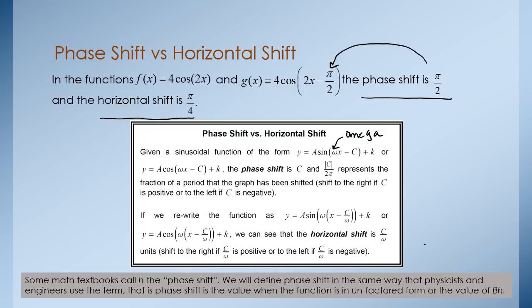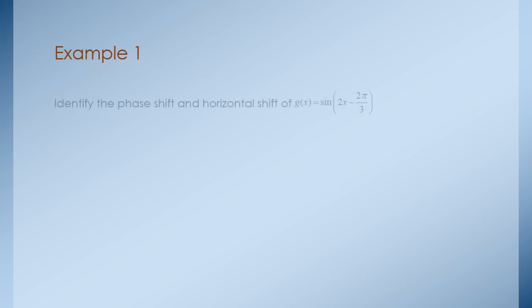Some math books call h the phase shift. We will define phase shift in the same way that physicists and engineers use the term. That is, phase shift is the value when the function is in unfactored form, or the value of c. So let's take a look at an example.